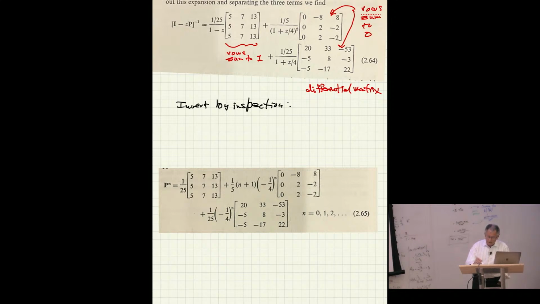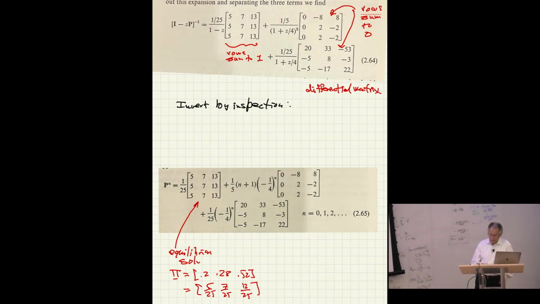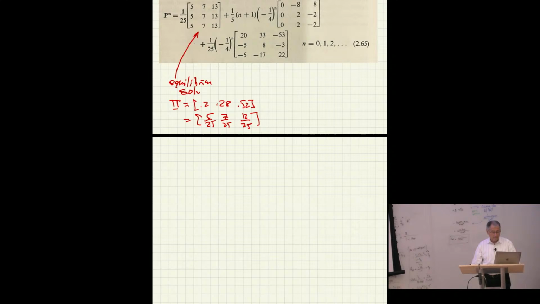And once again, just to remind you, this basically is the equilibrium solution. Remember what it was. Remember, the example we used, the equilibrium solution was 0.2, 0.28, and 0.52, which, by the way, happens to be, in fractions, 5/25, 7/25, and 13/25. And you can see it in this matrix I'm pointing to. This whole expression I've just written out is the transient solution. And it took some matrix inversion, but the idea is there.